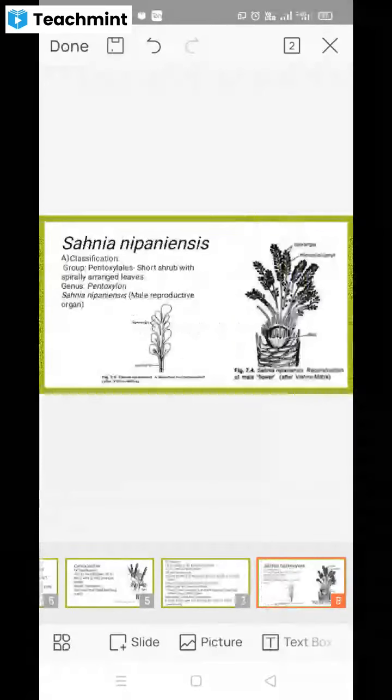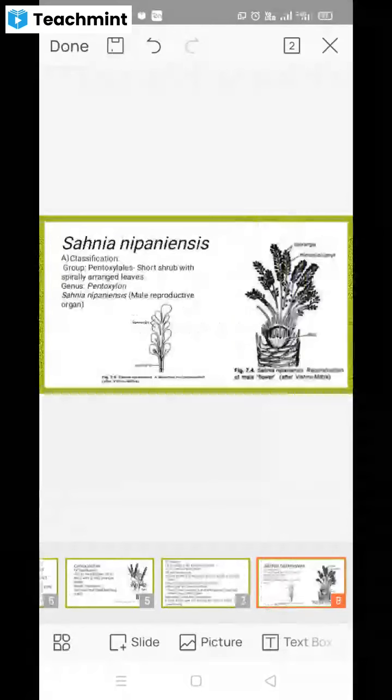So here Sahnia nipaniensis is the male reproductive organ of the Pentoxylon. So similarly you have to first of all write the classification. It comes under the group Pentoxylales, that is short shrub with spirally arranged leaves. Then the genus is Pentoxylon and its name is Sahnia nipaniensis, that is the male reproductive organ.